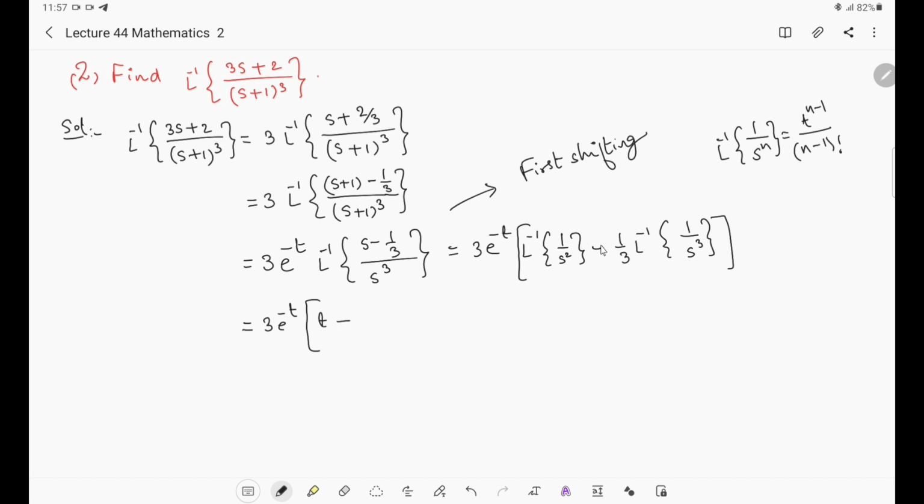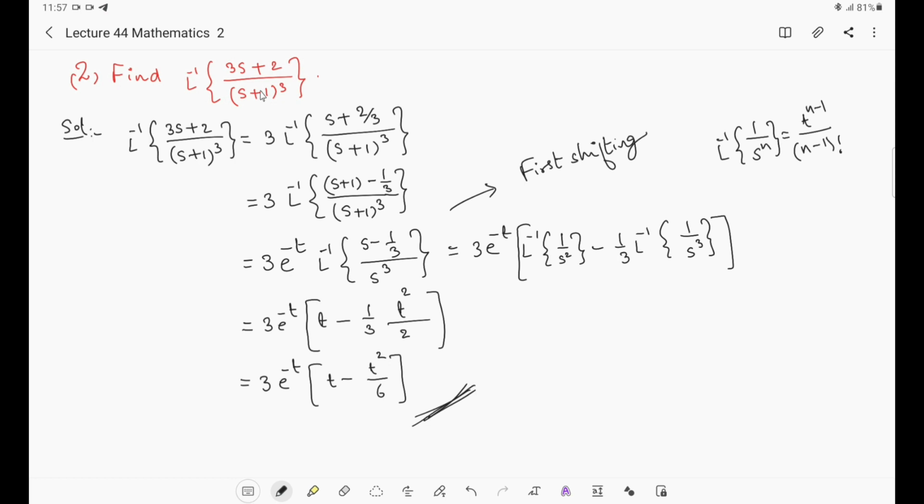Then minus, this minus 1 by 3 will be there. Now s power n, 3 I am having. So t power 3 minus 1 is 2 and (3 minus 1) factorial is 2 factorial, which is 2 only. So simplify this, what will we get? 3 into e power minus t, (t minus t square by 6). So this is the required answer for Laplace inverse of (3s plus 2) by (s plus 1) whole cube.